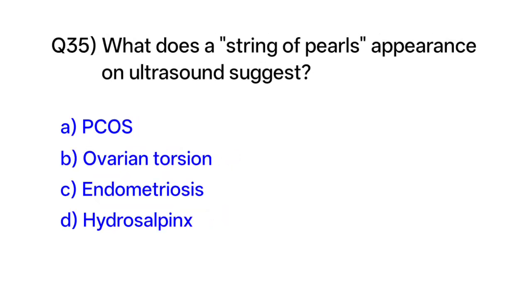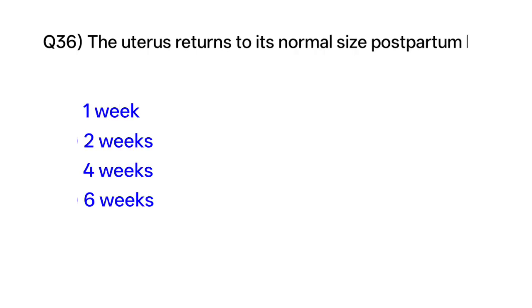Question number 35. What does a string of pearls appearance on ultrasound suggest? The correct option is A. Polycystic ovary syndrome. Question number 36. The uterus returns to its normal size postpartum by? The correct option is D. 6 weeks.